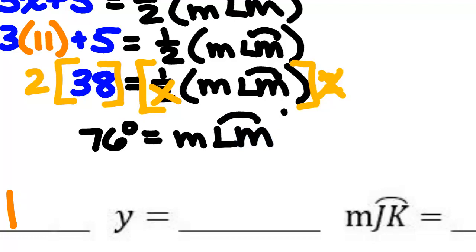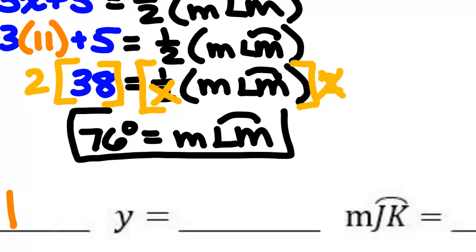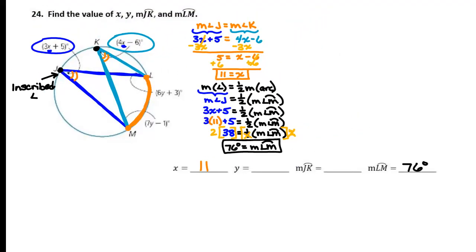All right, I'm going to go ahead and erase all the markings that I have on the circle so that we can do the rest of this problem. You guys okay with that? Okay. So that's how we found arc LM, and we found the value of x.